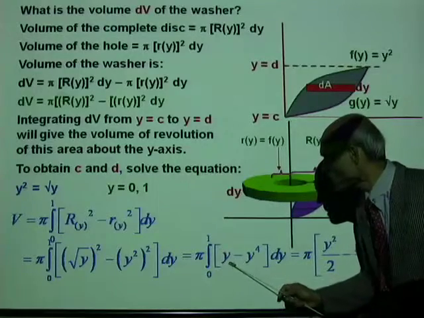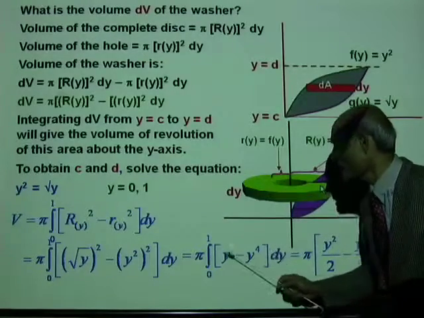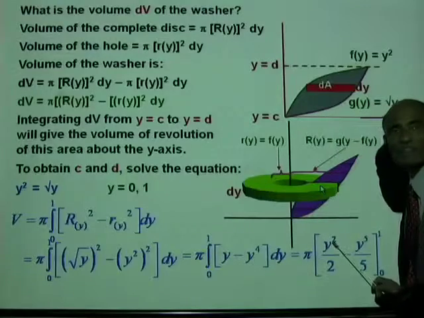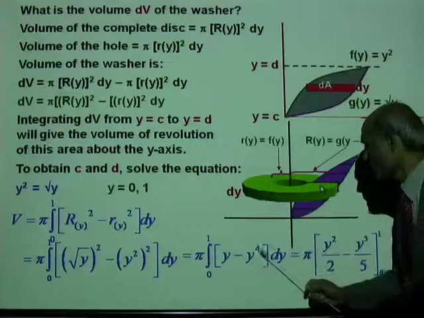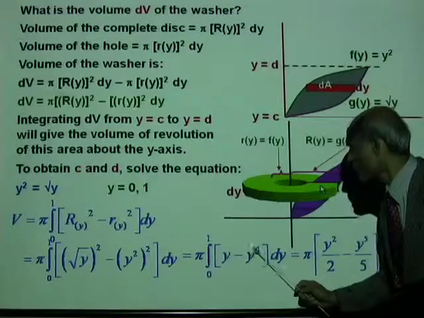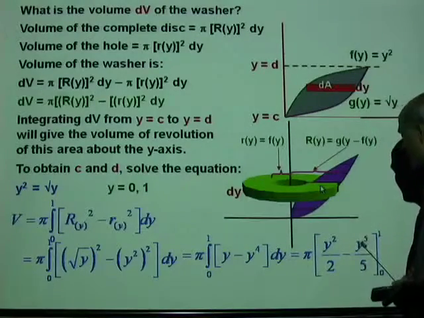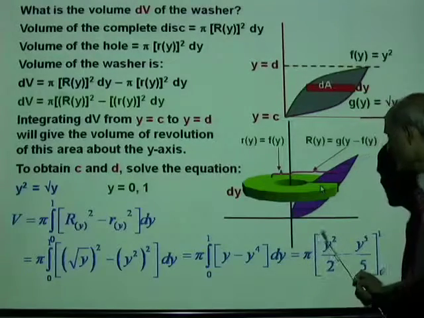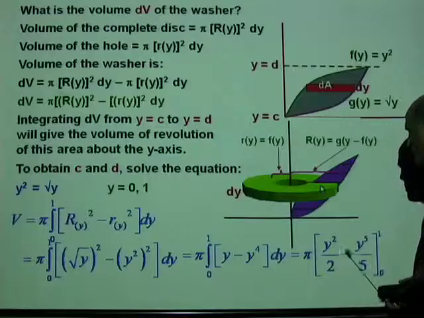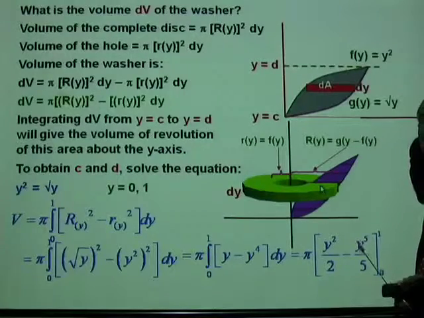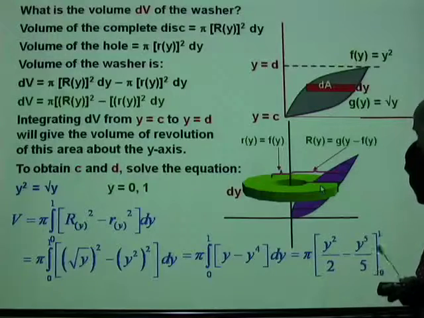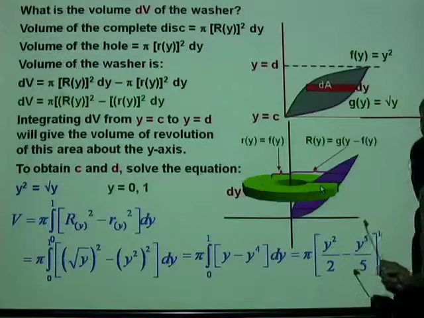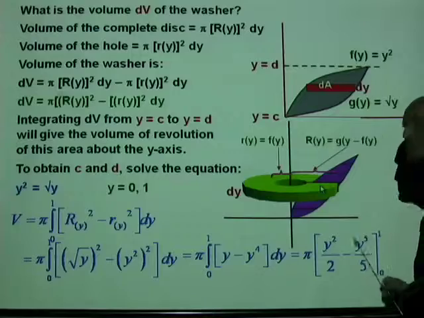What is integral y dy? Integral y dy is y squared over 2, minus, that's the minus there, integral y to the power of 4 dy, which is y to the power of 5 over 5. So that will be pi times y squared over 2 minus y to the power of 5 over 5. And the limit of integration is from 0 to 1.